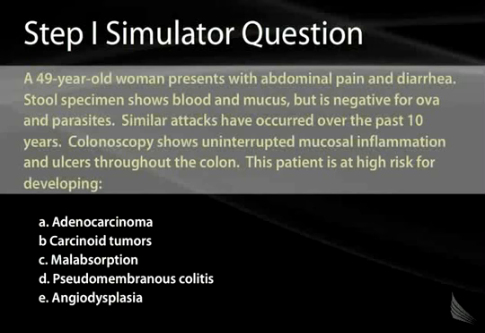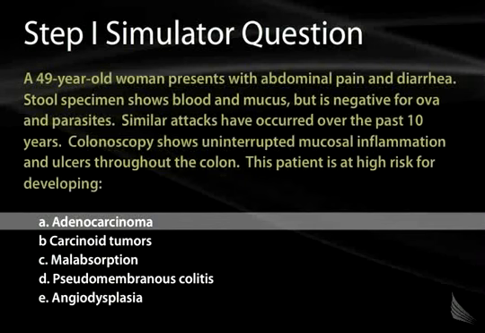angiodysplasia. This patient is at risk for developing adenocarcinoma. Remember, this patient has ulcerative colitis, as described by uninterrupted mucosal inflammation and ulcers throughout the colon. If it were interrupted, you would think about Crohn's disease. The fact that the patient is negative for ova and parasites, and the fact that the patient has had these symptoms for greater than 10 years, rules out infectious colitis.